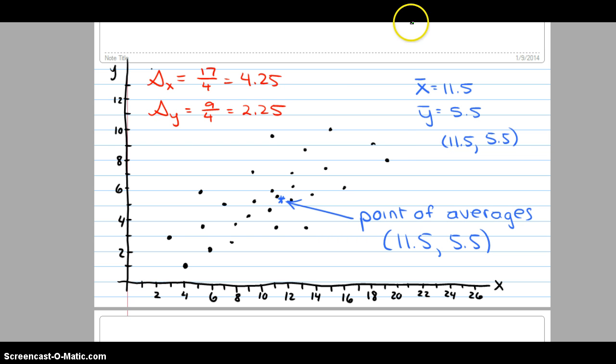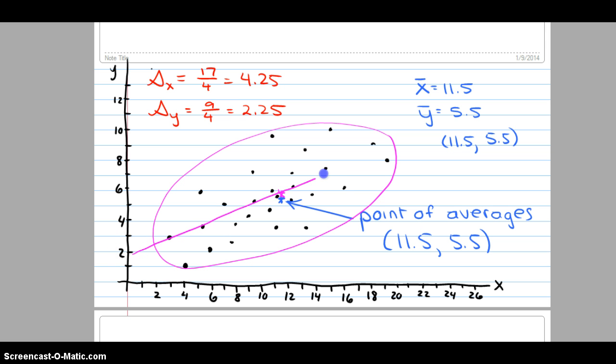If I draw an oval that encompasses those points as tightly as I can possibly, and I drew a line going through my point of averages, might be a little higher than I drew it there, and I split that oval in half like a hot dog bun, that might be a fairly good prediction.